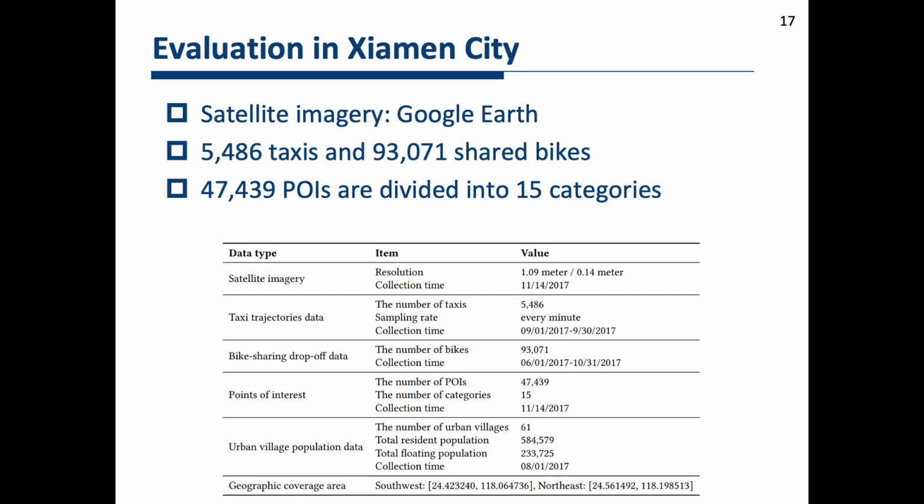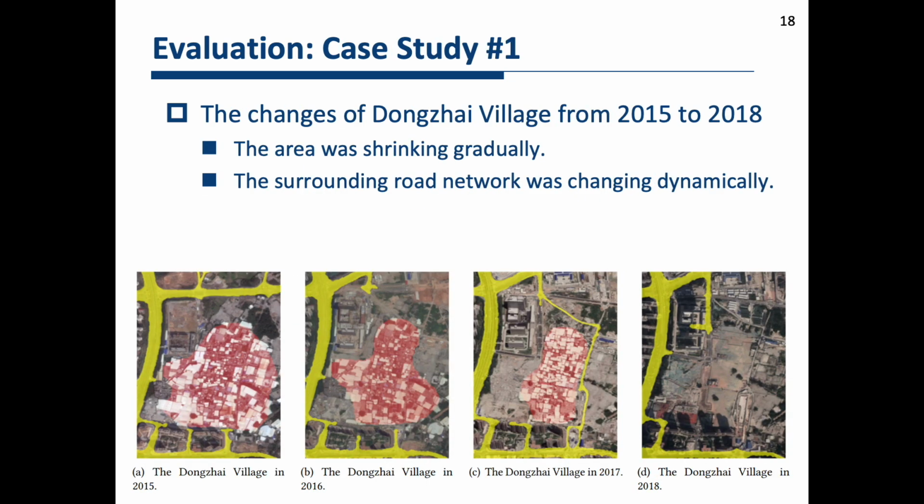Finally, we evaluate the performance of our approach using real-world data collected from Xiamen City. We use satellite imageries from Google Earth and taxi and bike trajectories along with POIs in different categories. Here is a glance of the data we used. We now present some interesting findings in our evaluation.